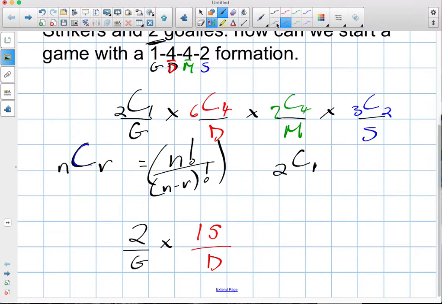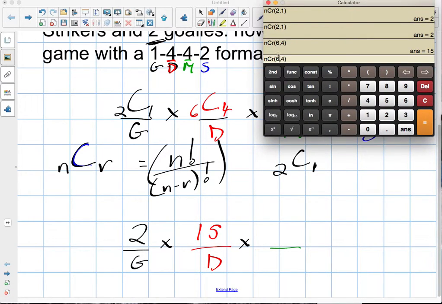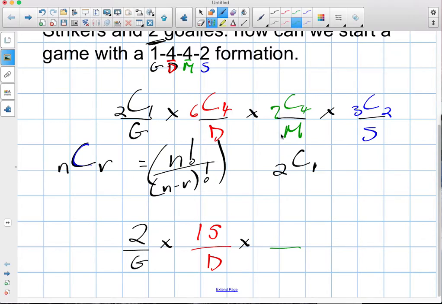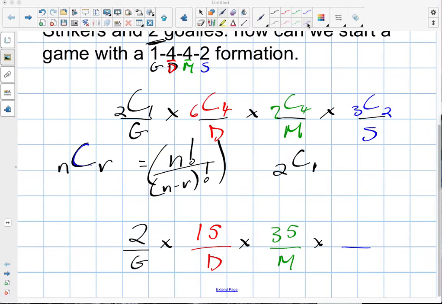Okay. The next one we're looking for is our midfielders. Our midfielders are very similar. There's 4 positions, but this time there are 7 midfielders to choose from. So 7 choose 4 gives us 35 different possibilities. So there are 35 different ways we can choose the midfielders. And then finally, we have our strikers. And our strikers, they're asking how many ways can we choose 2 strikers out of a group of 3, and there are 3 different ways we can do that.